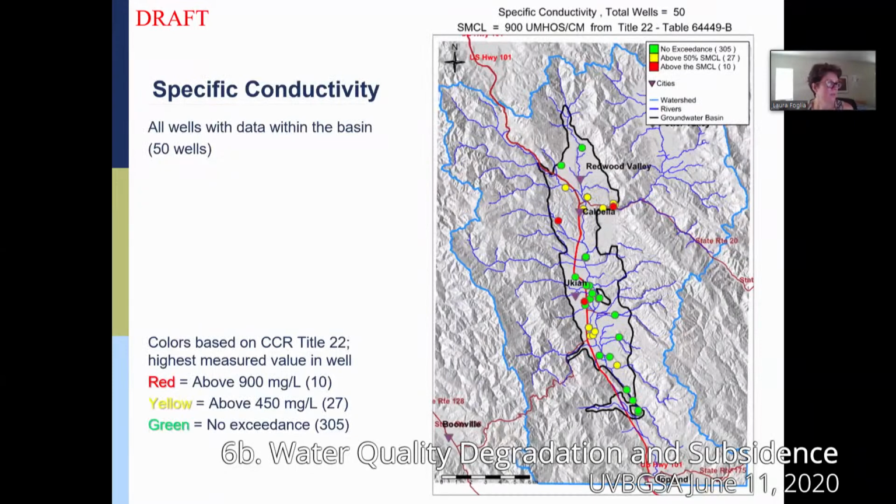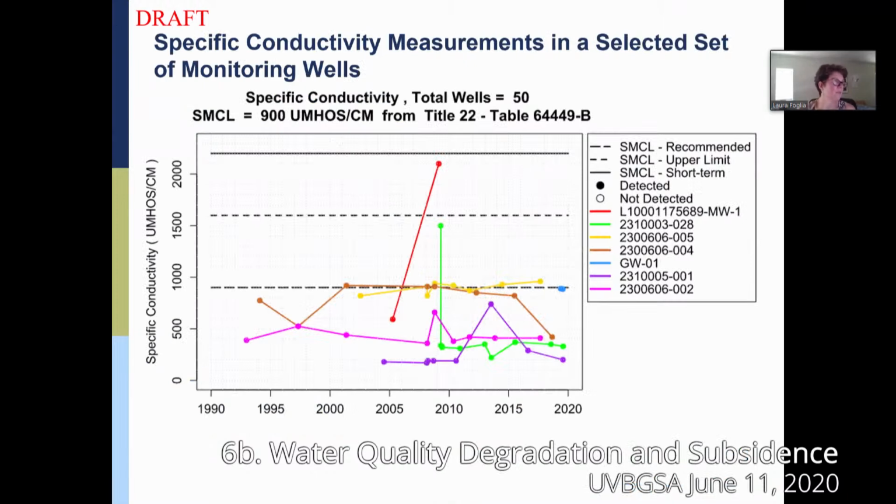And finally, we have specific conductivity, pretty much the same story. The difference for specific conductivity is that there are different limits in the Basin Plan for the Russian River Valley and in the regional plan. So we can look at different types of MCLs, but in any case, there are no data that really show any significant exceedance.